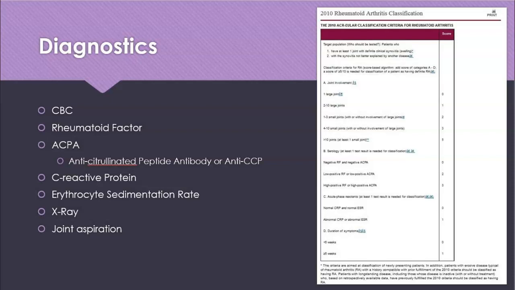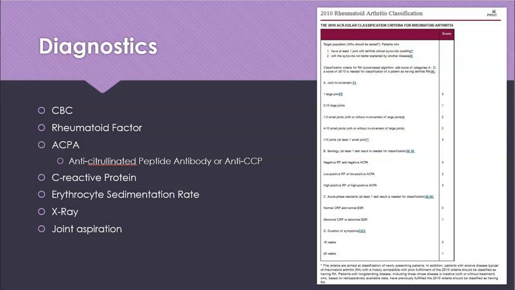X-rays may be done. The X-rays are really done more to follow the disease process, because an initial X-ray they will do, and then over the course of the disease, they look for narrowing of the joint space. So it's not necessarily going to diagnose rheumatoid as much as keep an eye on how much that joint space narrows.